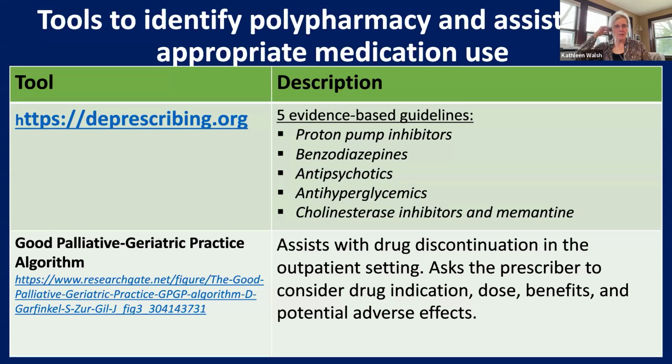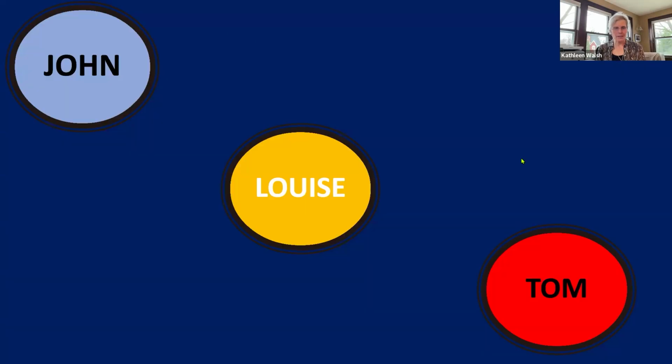So two more tools, for deprescribing. This one is out of Canada. If you have patients on antipsychotics or benzodiazepines, this is a great tool on how to deprescribe and get patients off these medications. And then there's a good palliative geriatric practice algorithm that you can go to as well. So these are just guidelines that you can look at at your leisure. Next, please. So let's get back to John, Louise, and Tom.